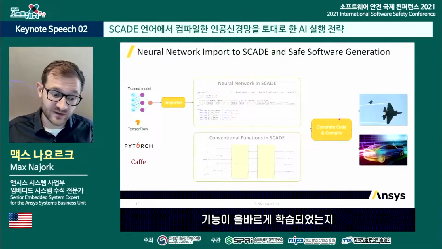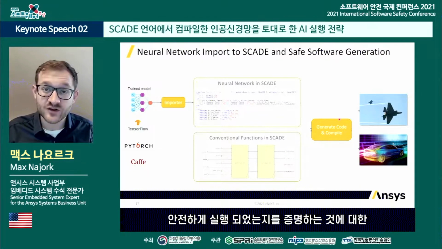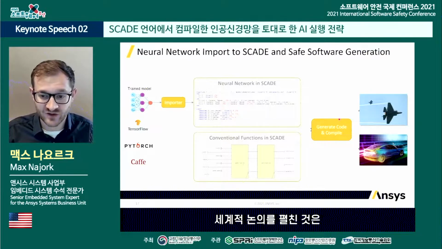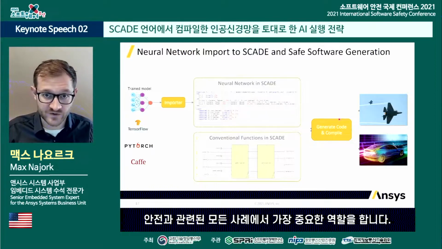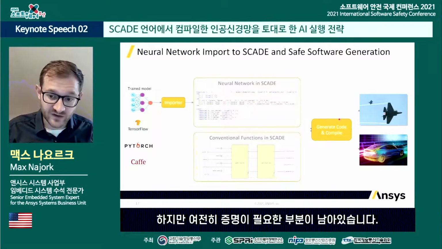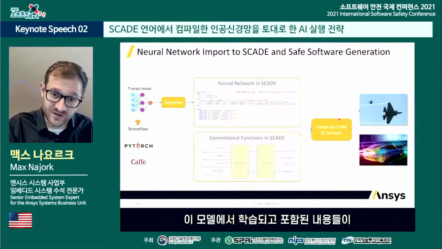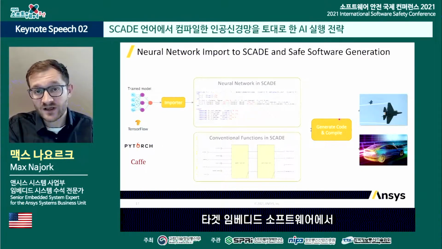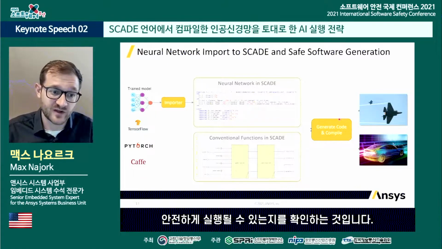Now, having established this global argument that the function has been learned correctly and is safe to operate is one of the very important key aspects of the whole safety case. But we still need to demonstrate that what has been learned, what has been contained in this model, is safely implemented into the target embedded software.